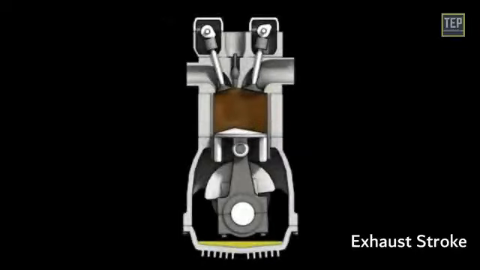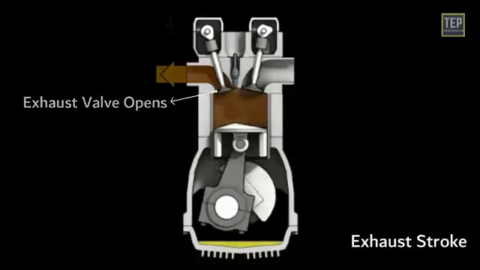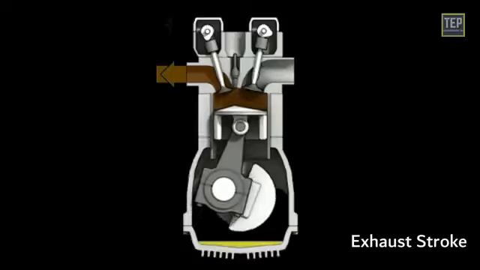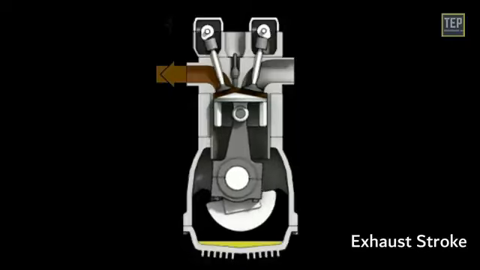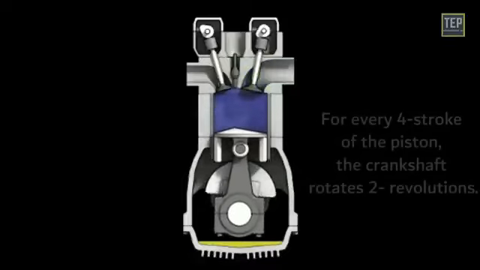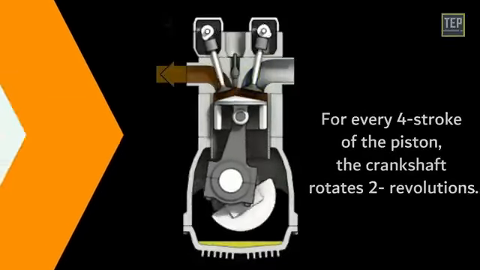Exhaust stroke. The piston reaches the bottom center at the end of the power stroke. The exhaust valve opens and the burnt gases escape at greater speed. The piston moves up from bottom center and pushes out the remaining burnt gases inside the cylinder. At the end of the exhaust stroke, the exhaust valve closes, and the cycle is repeated. For every 4 strokes of the piston, the crankshaft rotates 2 revolutions.